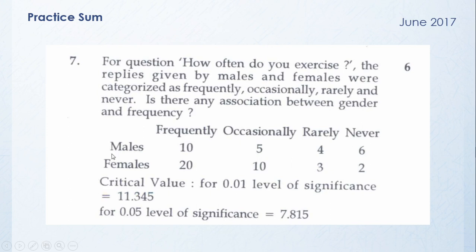But the data is given in categories and replies in groups, and the critical value is also given at two levels, 1% and 5%. Pause the video, see this example carefully and solve it yourself, and we will check in the next video.